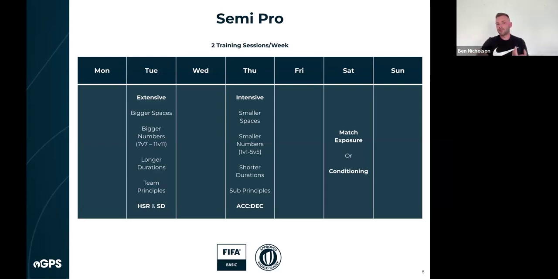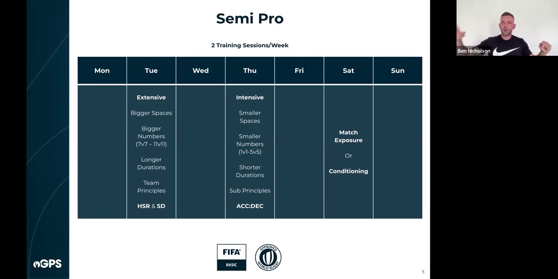But if we take off the metrics at the bottom that we're looking for and just put these principles into play, you would tend to find that you would be able to see a real distinct difference between working over bigger spaces with bigger numbers and working with smaller spaces and smaller numbers. You would then see one day with real high speed running distance, hopefully a lot of sprint distance and players getting close to their max speed.